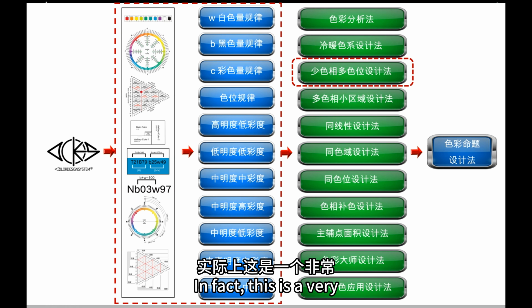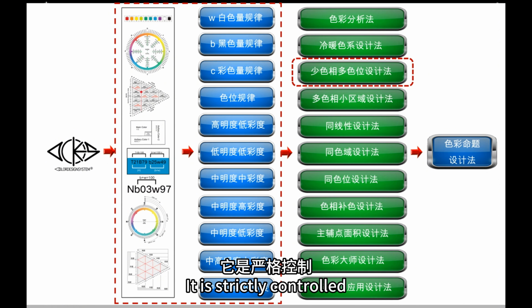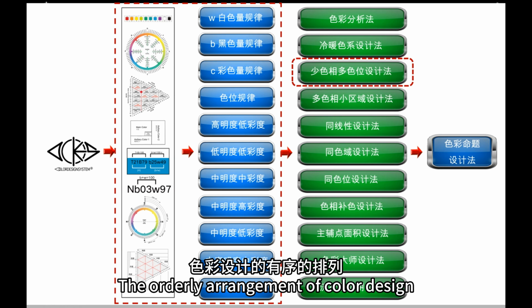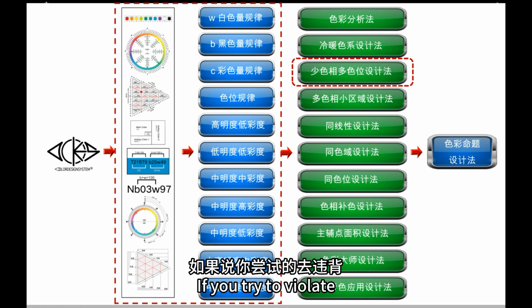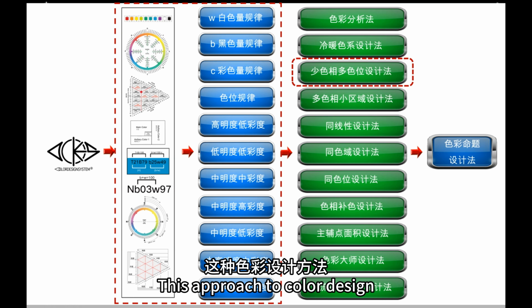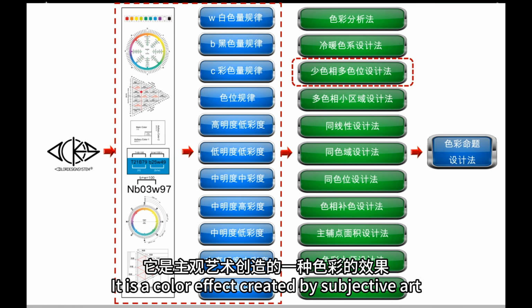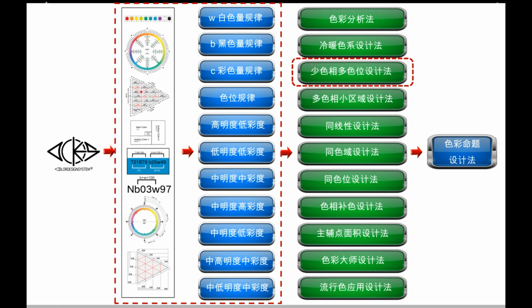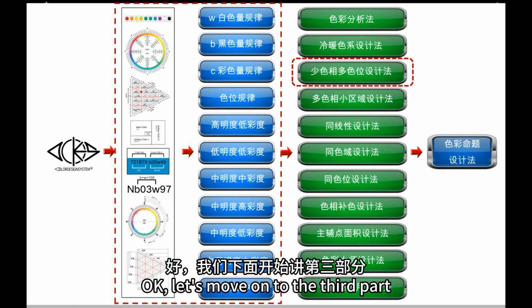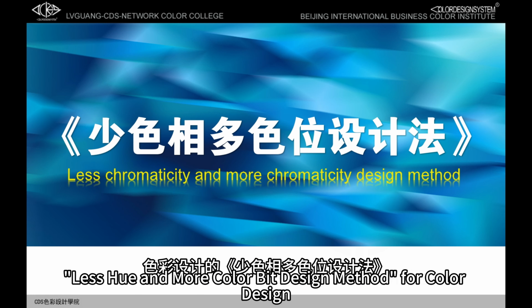In fact, this is a very key color design method. It strictly controls the orderly arrangement of color design and visual harmony. If you try to violate this approach, it is a color effect created by subjective art, and it definitely does not conform to effective product color design. Okay, let's move on to the third part: the low hue and multicolor bit design method.